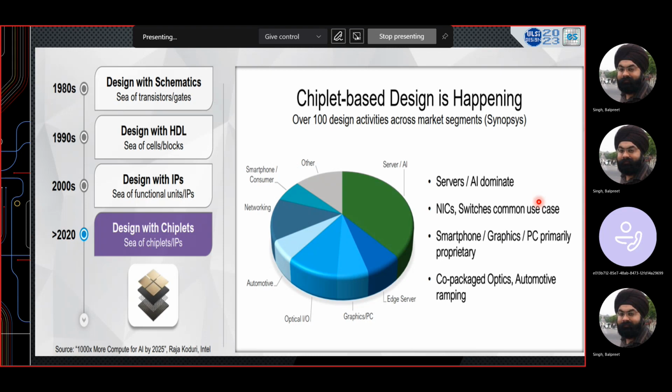So if you see the industry, almost every company has started focusing on chiplet-based technology today, and it's not in a theoretical world today. Maybe it was there 10 years back.